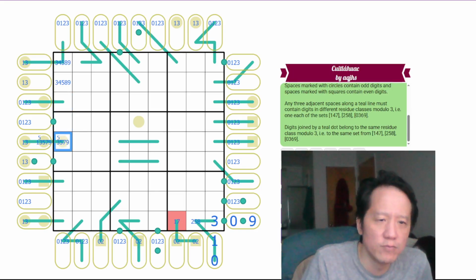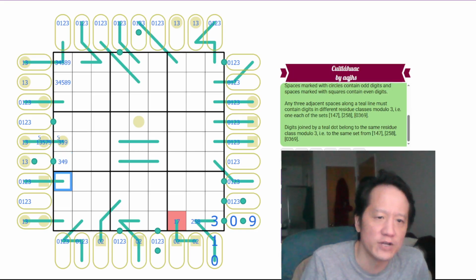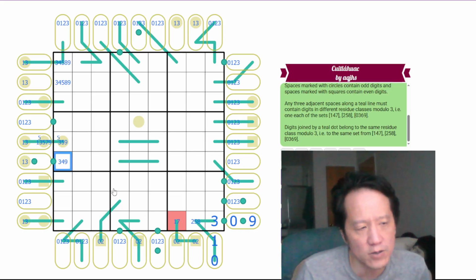This can never be 1. It's 3, 5, cannot be 7. So this is 3, 5, 9. This is the same set. So this is 3, 4, 5, 8, 9. And it must be the same set as this. So it's 1 modulo 3 or 0 modulo 3. So it cannot be 5 or 8. This is 3, 4, and 9 here.